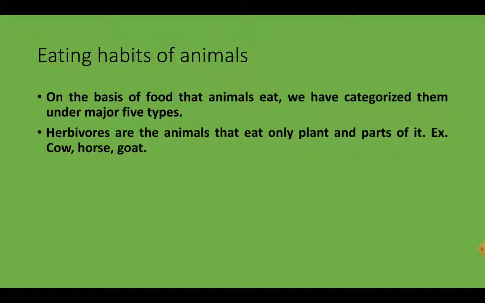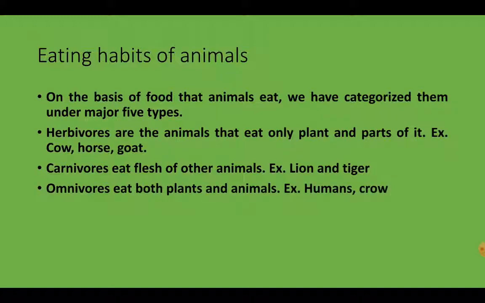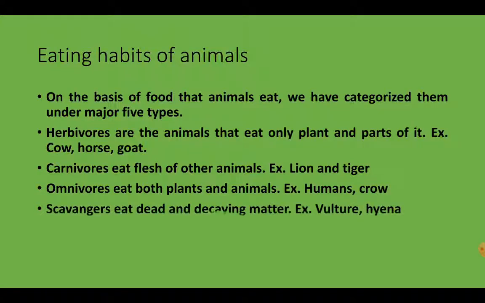First is the herbivore. These are those animals that eat only plants and the parts of them, like cow, horse, goat. Second comes the carnivore, which eat flesh of other animals, and these are lion and tiger, which have sharp canines. The third one is the omnivores, which eat both plants and animals, which include us, crow, bear, etc. The fourth is the scavenger, which eat dead and decaying matter, for example vulture, hyena, etc.